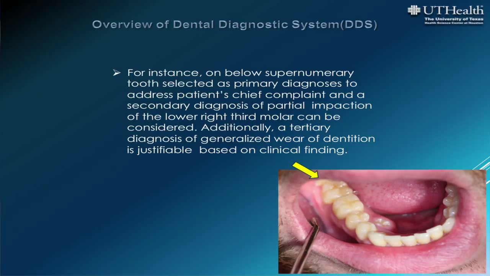For instance, below, supernumerary tooth is selected as the primary diagnosis to address the patient's chief complaint, and a secondary diagnosis of partial impaction of the lower right third molar can be considered. Additionally, a tertiary diagnosis of generalized wear of dentition is justifiable based on clinical findings.